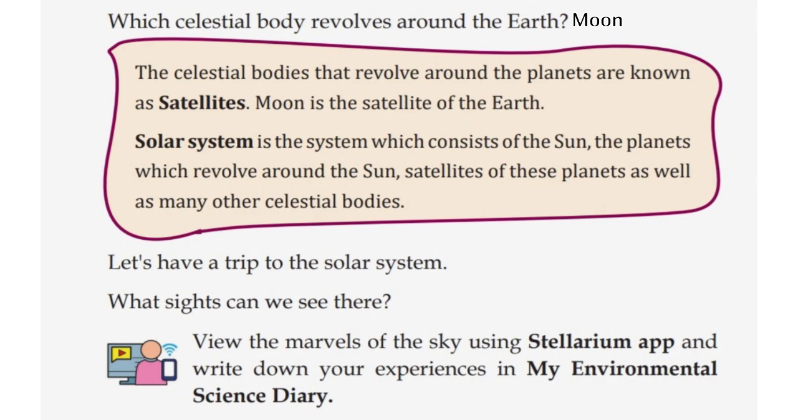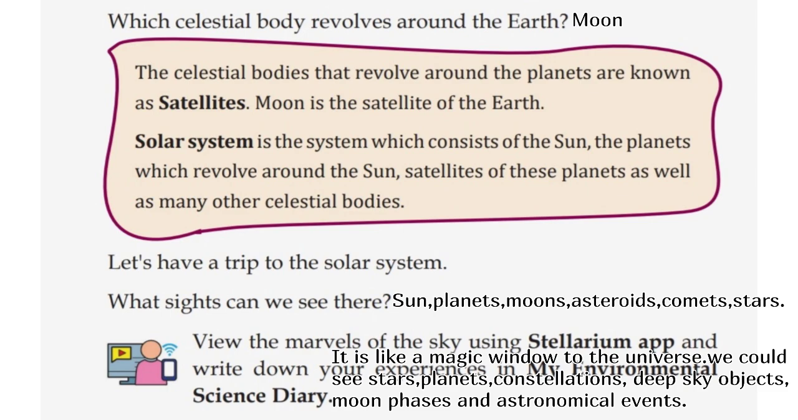Let's have a trip to the solar system. What sights can we see there? Sun, planets, moons, asteroids, comets, stars. View the marvels of the sky using the Stellarium app and write down your experience in My Environmental Science Diary. It is like a magic window to the universe. We could see stars, planets, constellations, deep sky objects, moon phases and astronomical events.